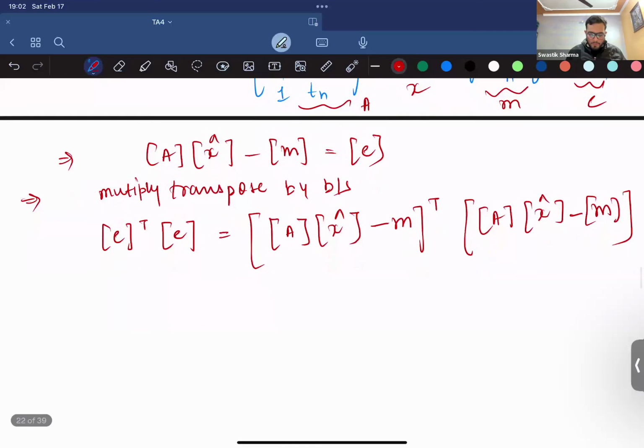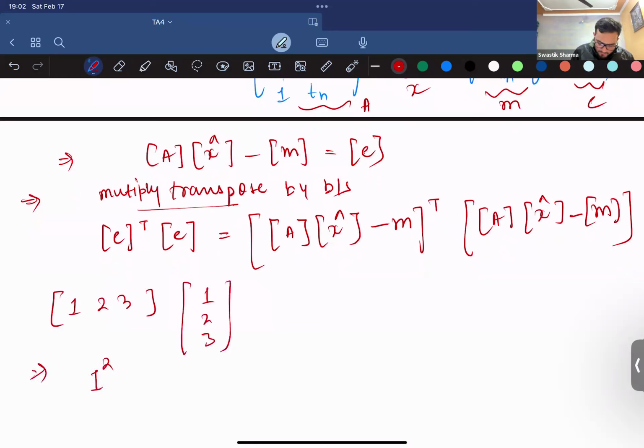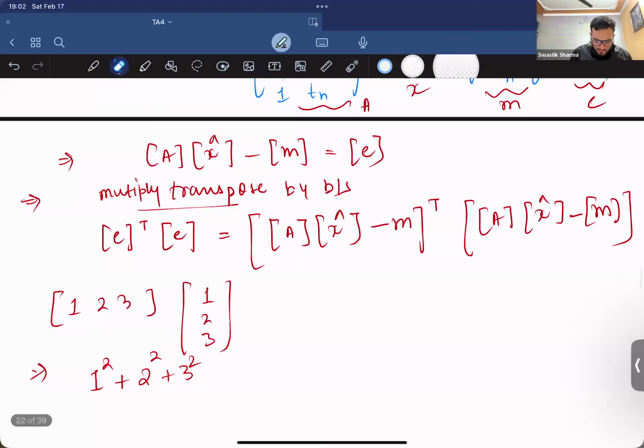So once you get it, now you would be wondering why it's called least squares, right? Once you get this transpose, if I have something like 1, 2, 3, and its transpose is 1, 2, 3, and I multiply it, what will it be? 1 square plus 2 square plus 3 square, right? It would be a 1 cross 1 value, a single value which is the summation of all the squares of the individual values, right? So similar approach, we get it.